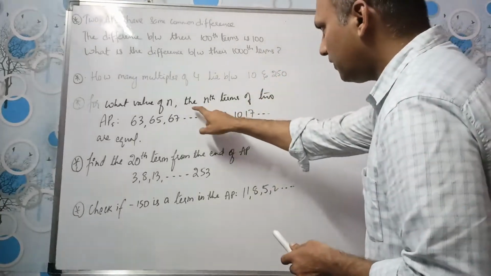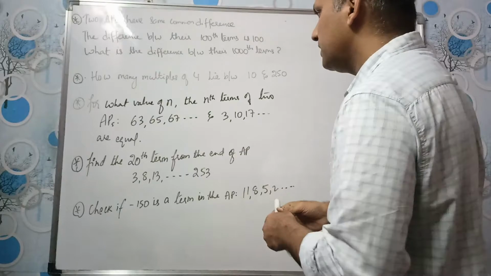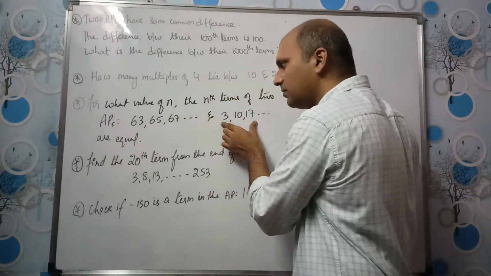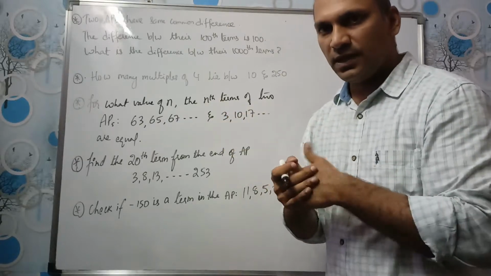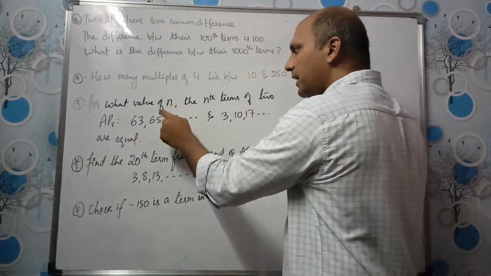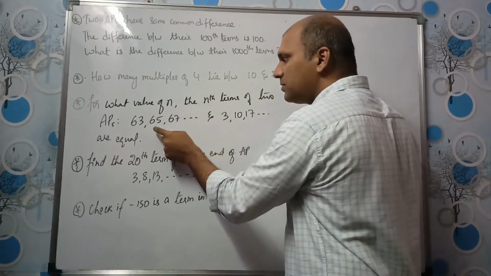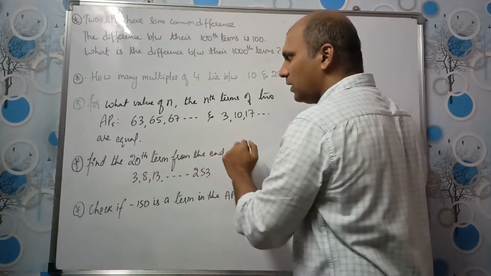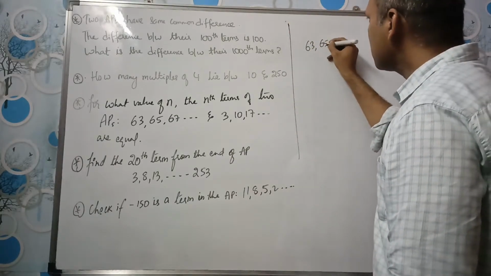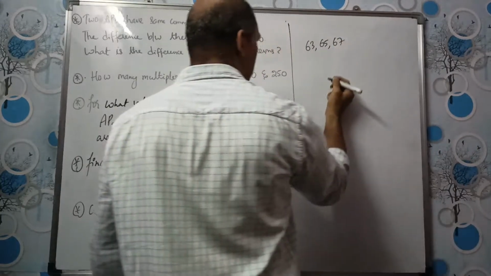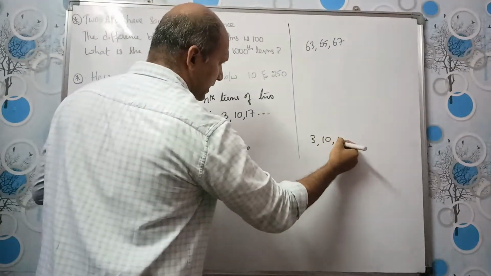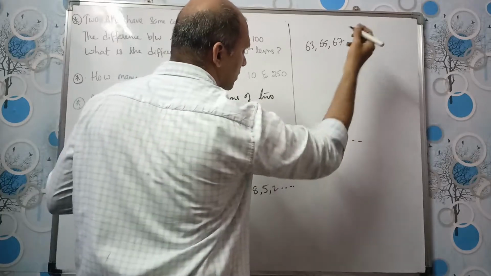For what value of n are the nth terms of two APs equal? See, we need to find the nth term of this and the nth term of this and equate them, and then find the value of n. So let us first write the first AP: 63, 65, 67 and so on. Second AP: 3, 10, 17 and so on.